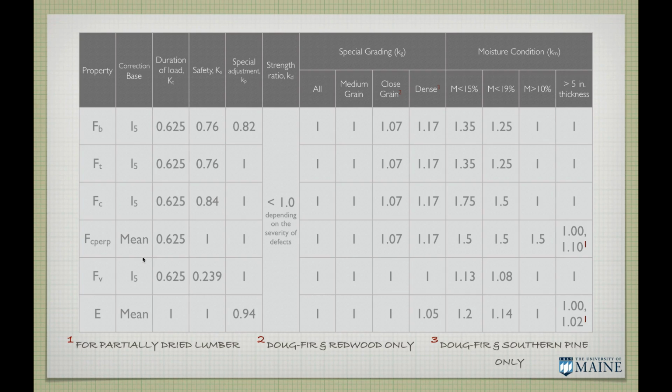The mean would be, the standard says you'll test a certain number of samples. This would be our average, or our arithmetic mean. This refers to the lower 5% exclusion value. That is, 95% of the values would be above that, 5% would be below that. Duration of load, we'll talk about what that means. That's a value of 0.625 except for the E, where the value is 1.